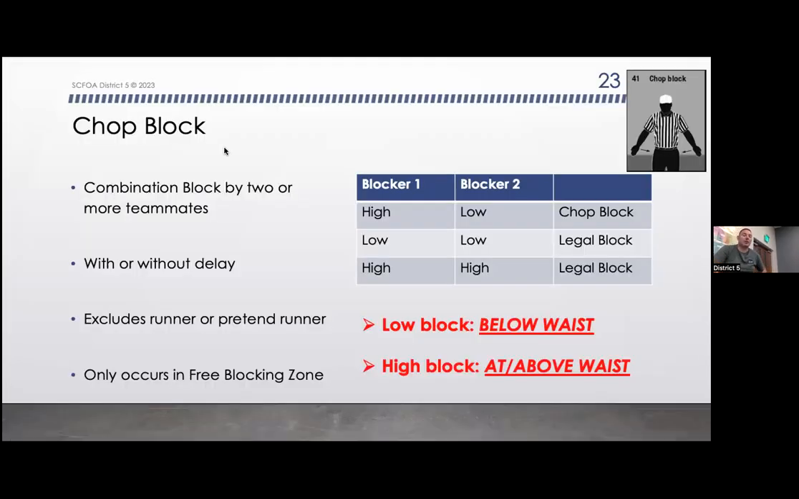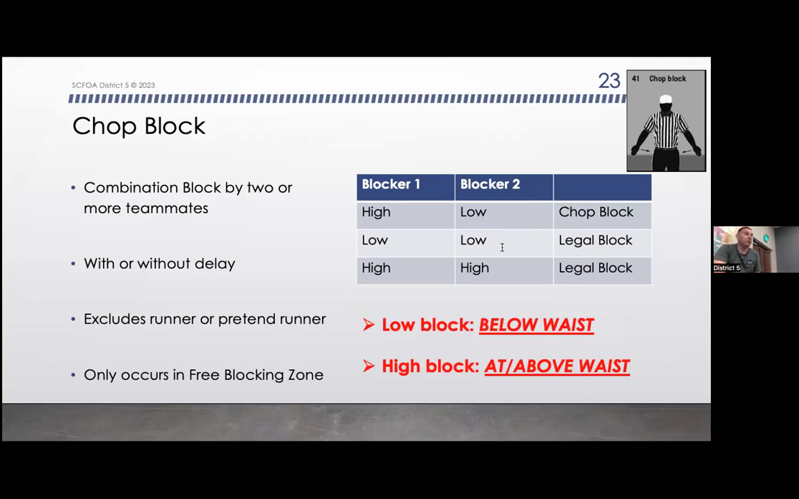Shot block. So combination block by two or more teammates with or without delay. Again, we're excluding the runner or a pretend runner. Shot block only occurs in the free blocking zone. If you're outside the free blocking zone, then you have a block below the waist. Okay. So what is the definition of a low block? In this case, it's below the waist. And a high block is at or above the waist. So if blocker 1 is high and blocker 2 is low, you have a chop block.